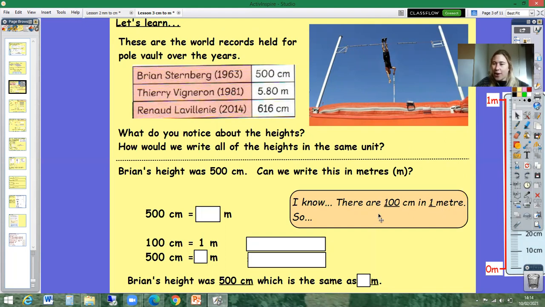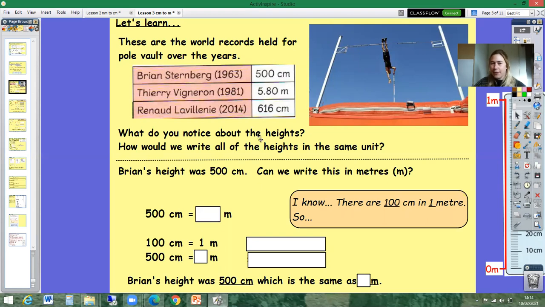Okay, we're going to think about what I know and so again. Okay, let's learn. So these are the world records held for pole vault over the years. Now, pole vault is a really cool sport where you basically have a stick and you have to propel yourself, launch yourself over this really high bar, and of course this padding to land on. And these are the world records. So these are the people: Brian Sternberg, Thierry Vigneron, Renaud Lavillenie, something like that, French names, I guess. And we can see that their measurements have been put here in this table.